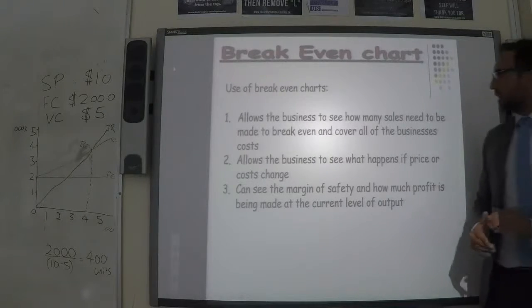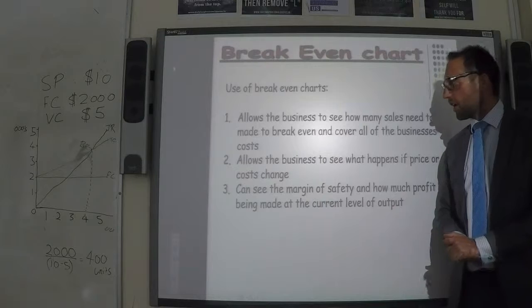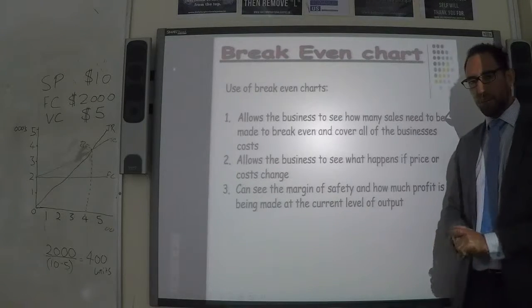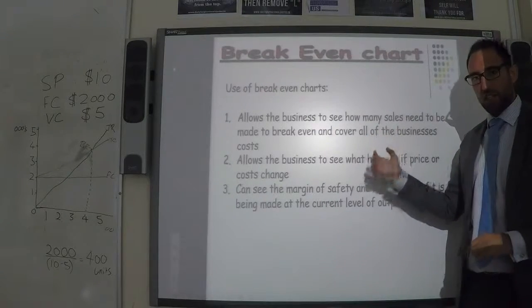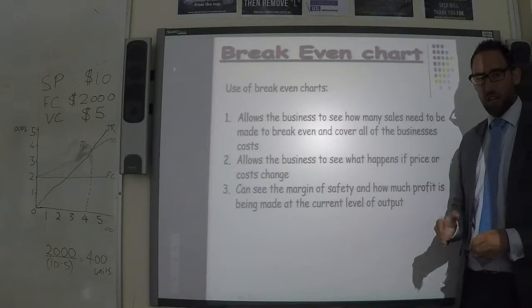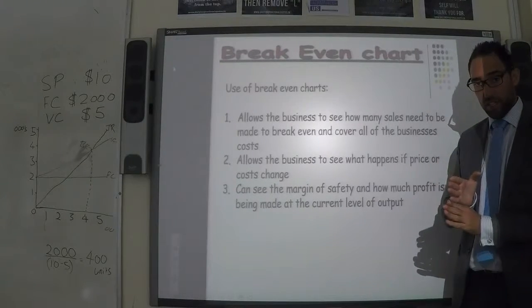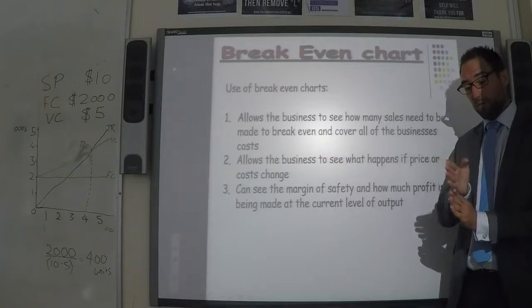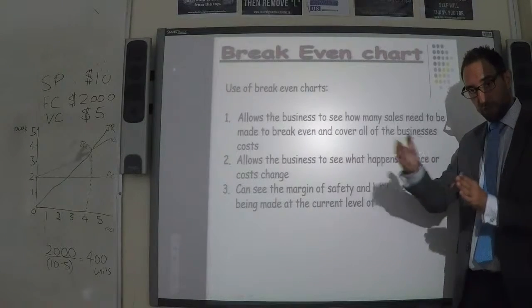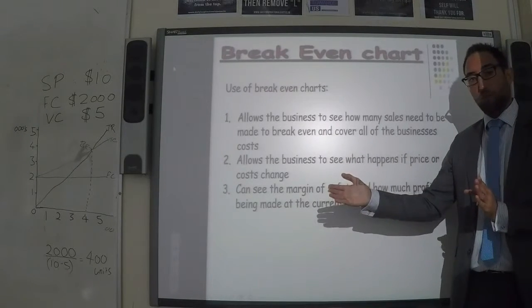Now you need to know the uses of break-even charts. The use of break-even charts allows the business obviously to see how many units it needs to sell to break even and how many units it needs to sell before it starts making a profit, because remember, any units that you sell above the break-even point are going to be profit.